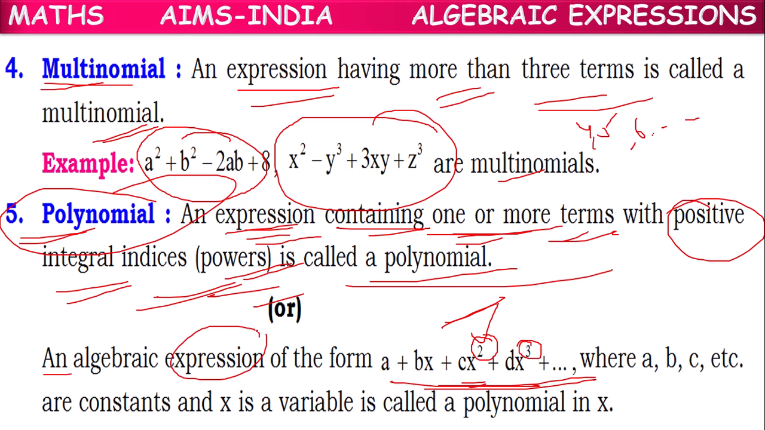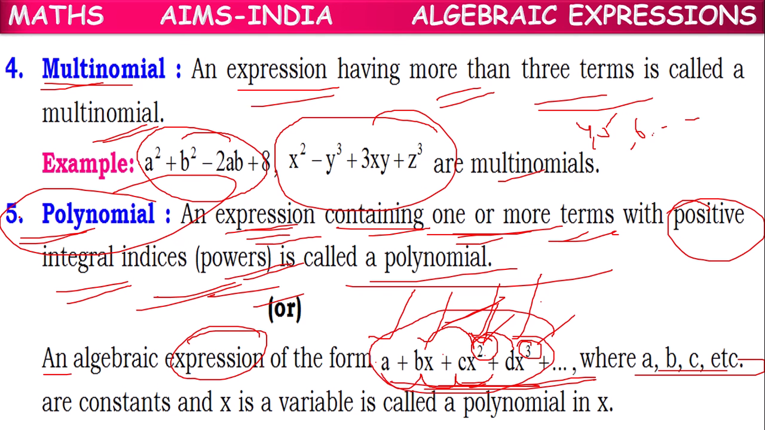So an algebraic expression of the form a plus bx plus cx square plus dx cube, where a, b, c, d are constants or numerals, and x square, x cube. In this, x is a variable and the exponents 2, 3 are positive. This is considered a polynomial. This is the general form of a polynomial in variable x. That is about polynomial.